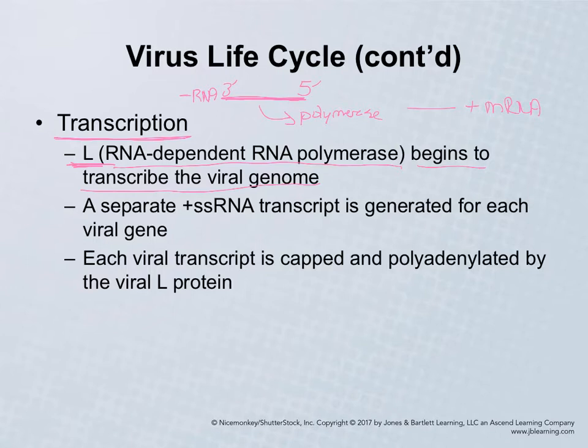We are going to make individual, separate proteins, and the way that we're going to make separate proteins is because this virus will produce separate messenger RNA transcripts for each of the genes, and each one of those messenger RNAs looks like a host messenger RNA, has a 5' cap, poly A tail, and can then be utilized for translation in the cytoplasm of infected cells. So each viral transcript is capped and polyadenylated by the viral L protein. And this is summarized in the next slide.